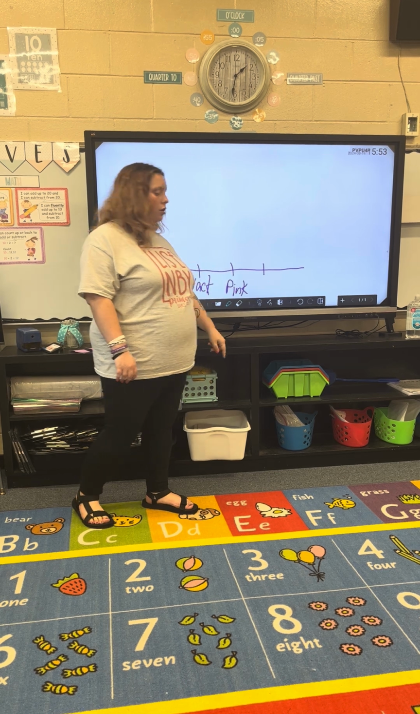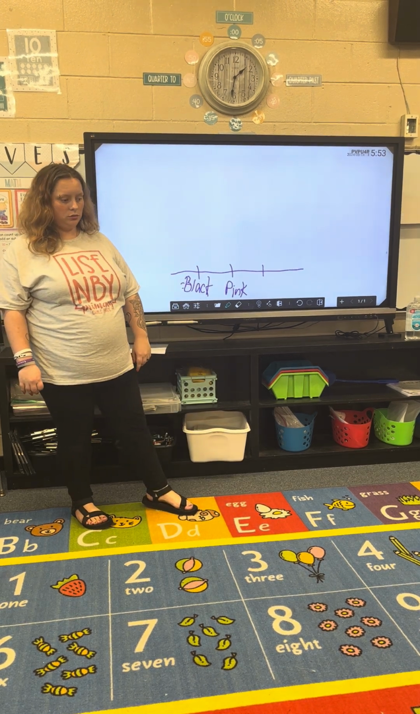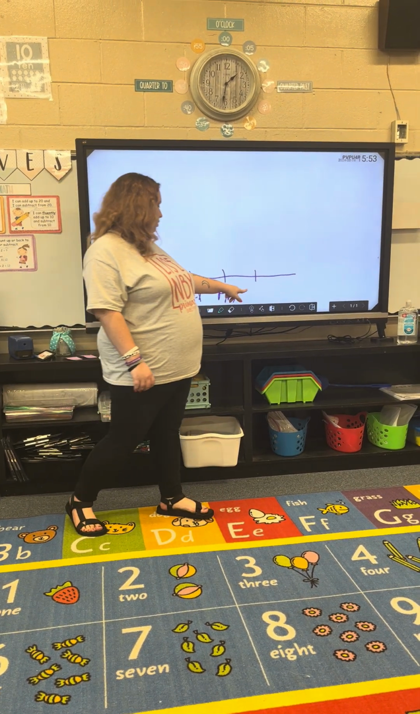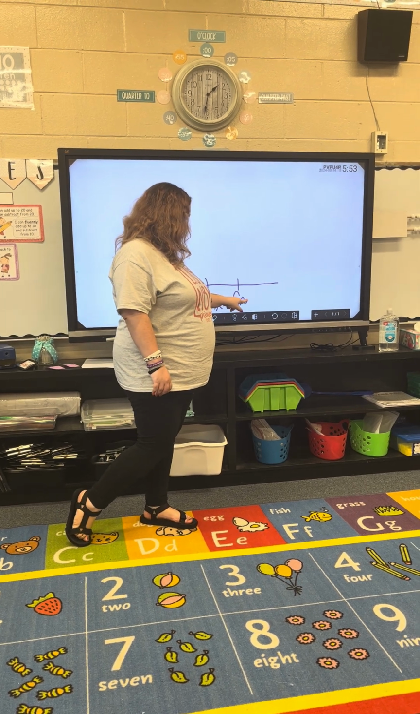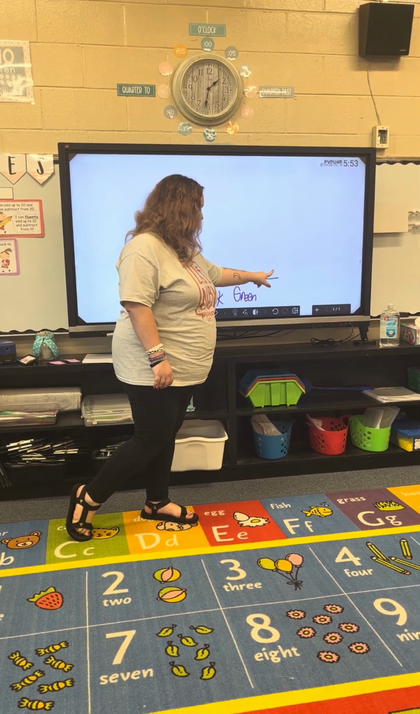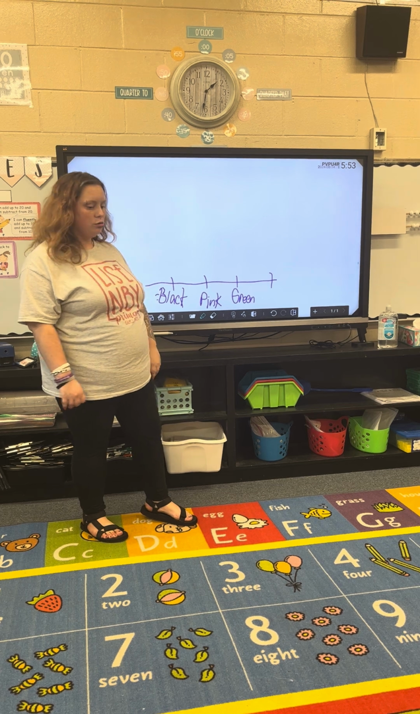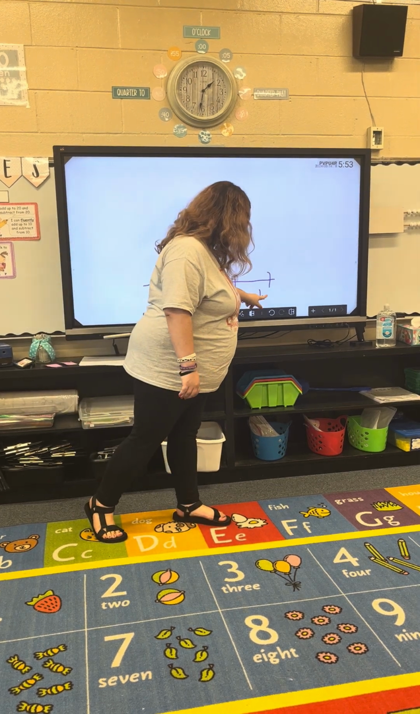All right, we're going to do two more. What's another one? We're going to use green. Good choice. All right, and last one, we're going to use white. Awesome, love it.